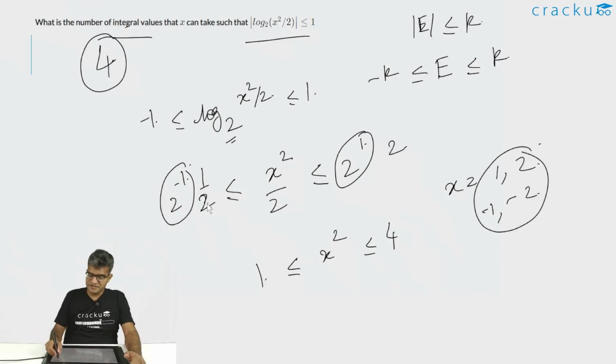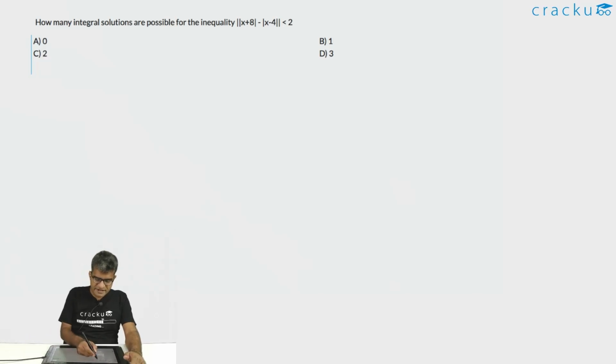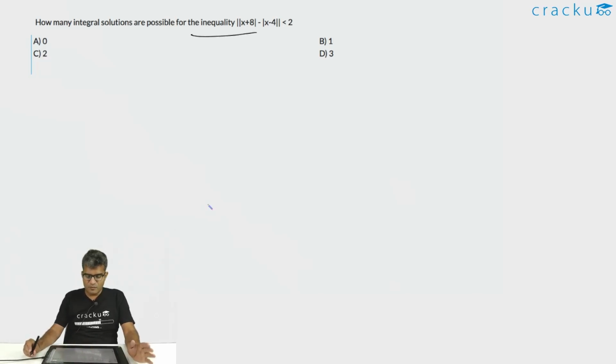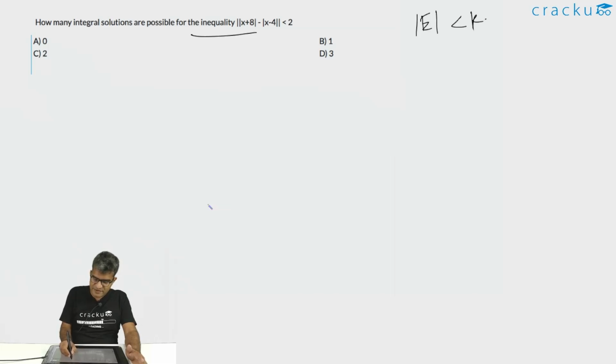Let us look at the next question. How many integral solutions are possible for the inequality: modulus of x plus 8 minus modulus of x minus 4 is less than 2? If you know that there is an expression e which is less than a number k, it would imply that e will lie between minus k and plus k.